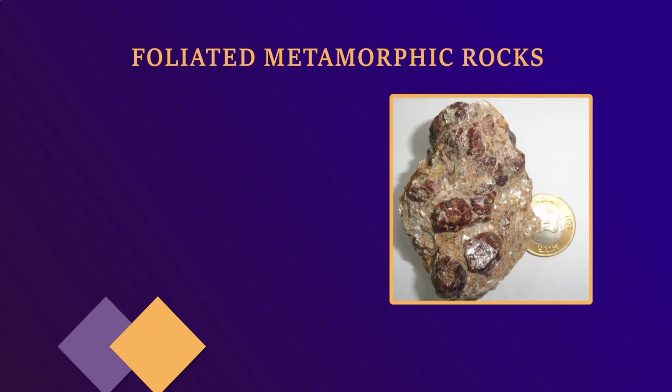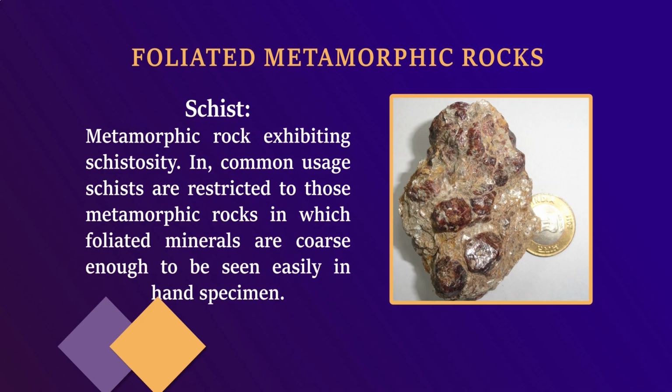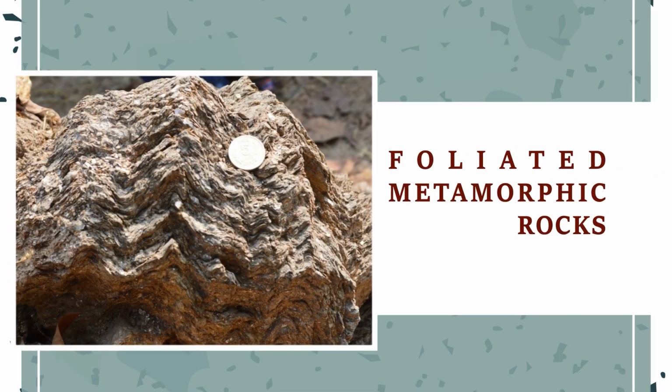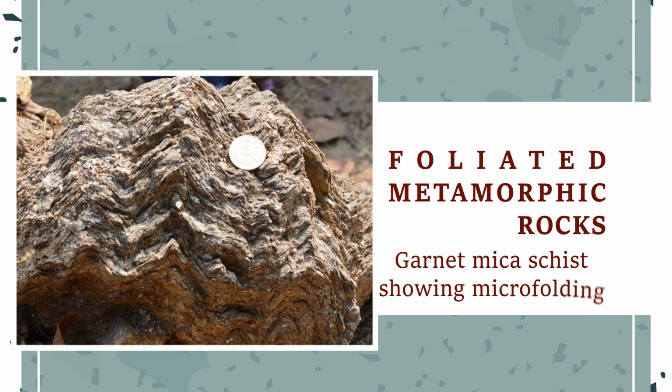Among the foliated metamorphic rocks is schist, a metamorphic rock exhibiting schistosity. In common usage, schists are restricted to those metamorphic rocks in which foliated minerals are coarse enough to be seen easily in hand specimen. Here is the garnet muscovite schist. Muscovite crystals are visible and silvery. Garnet occurs as large dark porphyroblasts. Another example is garnet mica schist showing microfolding.